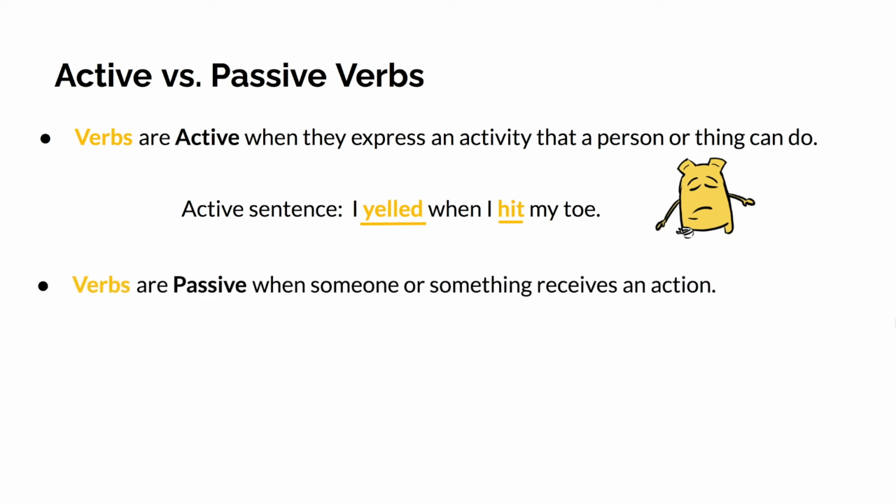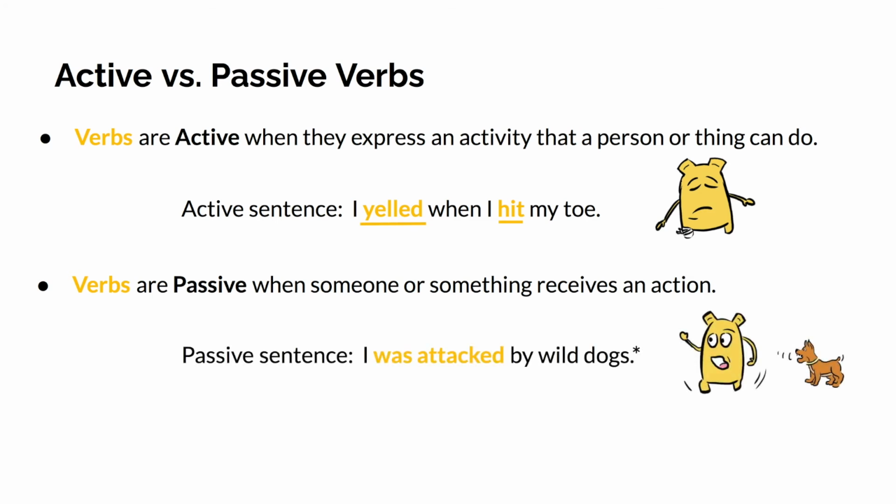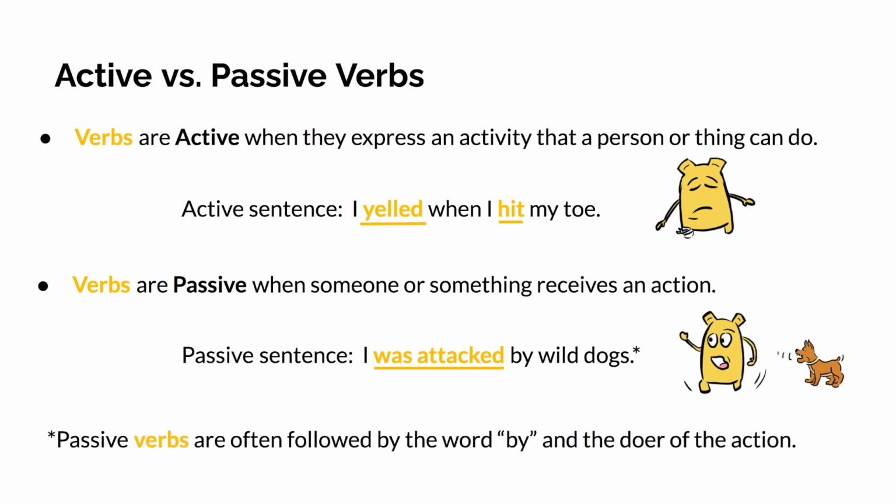Verbs are passive when someone or something receives an action. An example of a passive sentence is, I was attacked by wild dogs. Was attacked are the verbs that are passive. Note that passive verbs are often followed by the word by and then the doer of the action. In our example, we have the word by and the doer of the action, wild dogs.